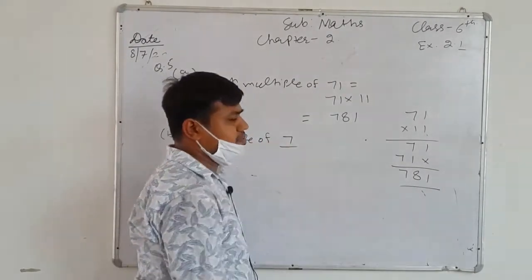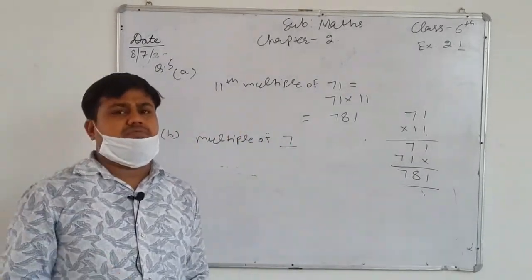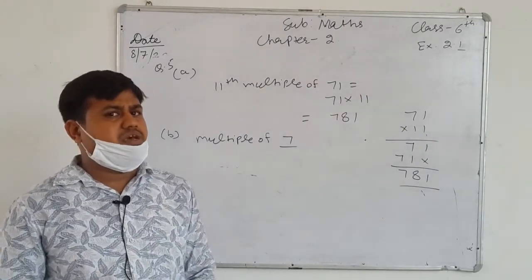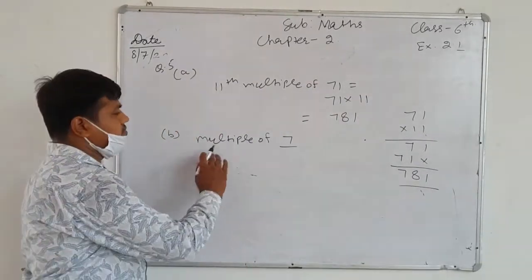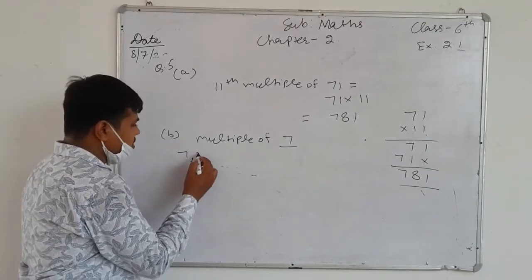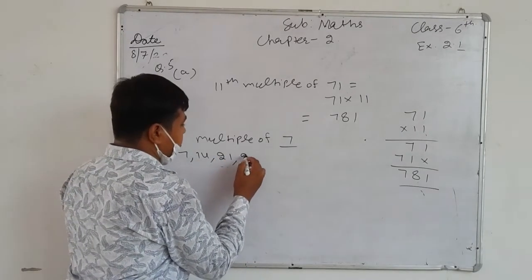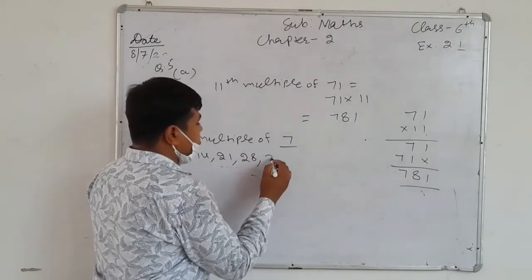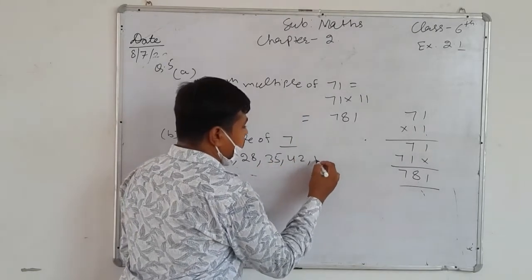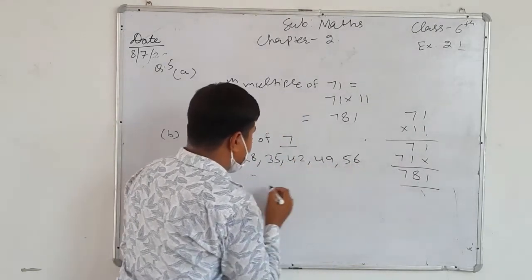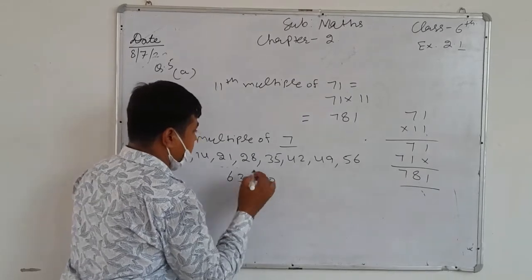Multiples of 7. Multiples of 7 means table of 7. So we have to write the table of 7. 7, 14, 21, 28, 35, 42, 49, 56, 63, 70.